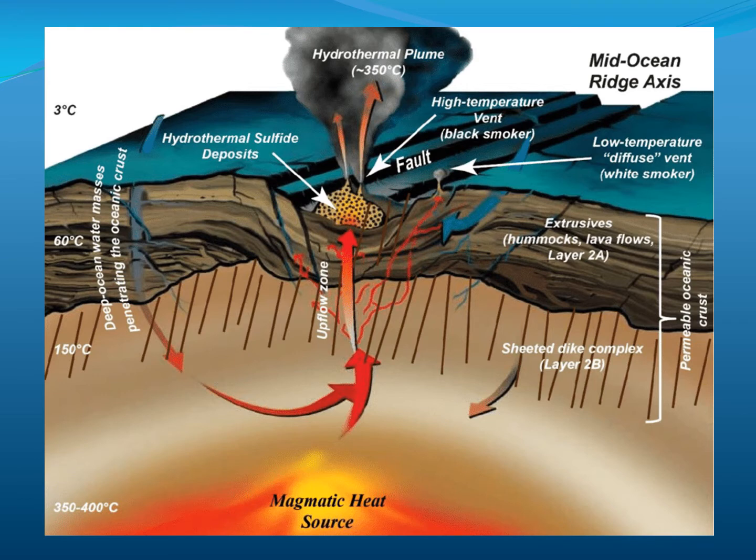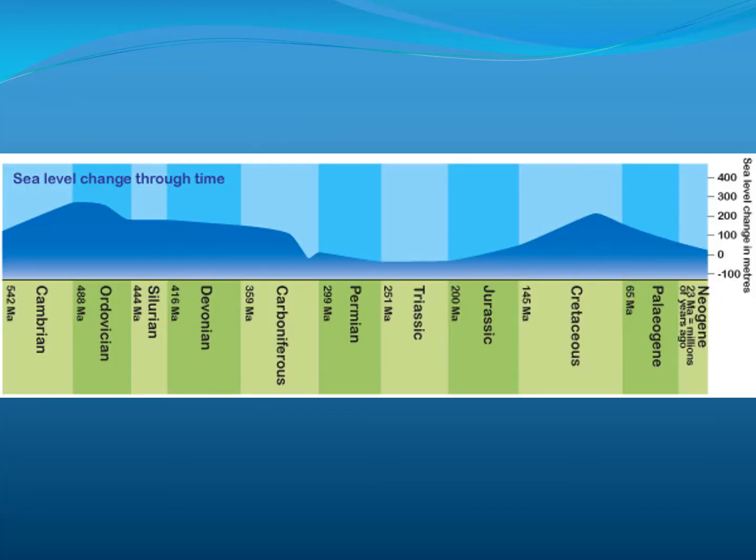and also how the deep ocean seawater penetrates through the permeable oceanic crust and is cycled by hydrothermal systems which add minerals and then remove them when the water emerges from black smokers, white smokers, warm water vents around the area of the mid-ocean ridges.